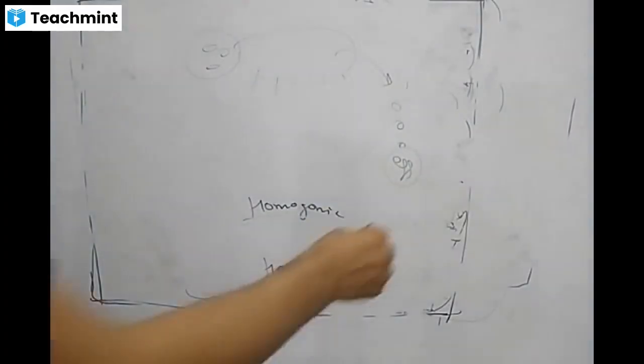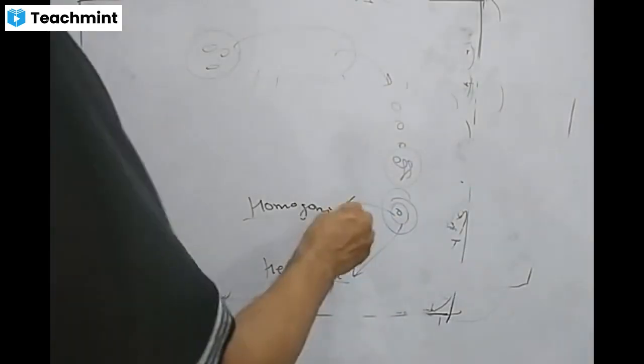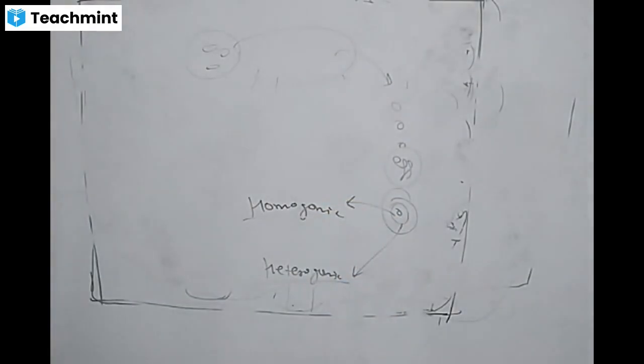And from the egg, there are two conditions: favorable condition or unfavorable condition. In case of unfavorable, adverse condition, the parasite shows the parasitic cycle, and in case of favorable conditions, it shows the free living cycle.